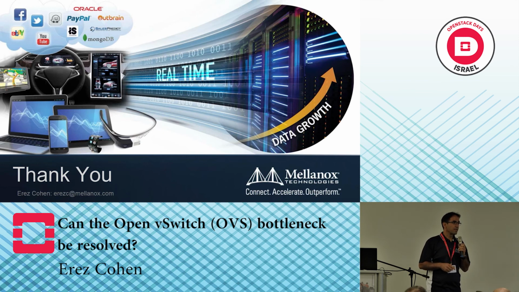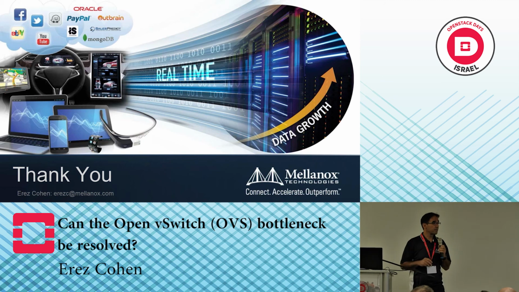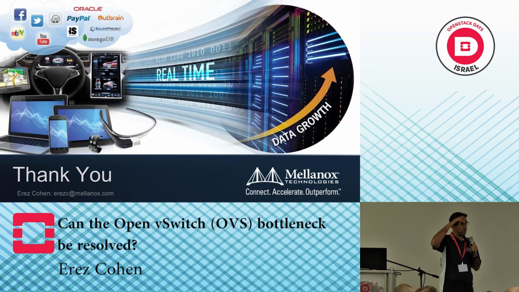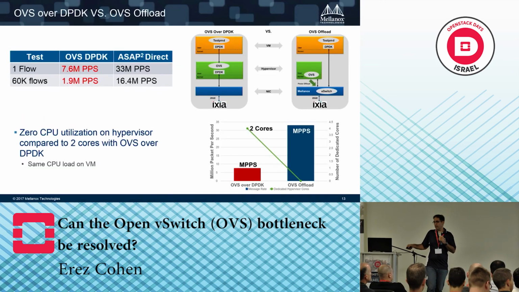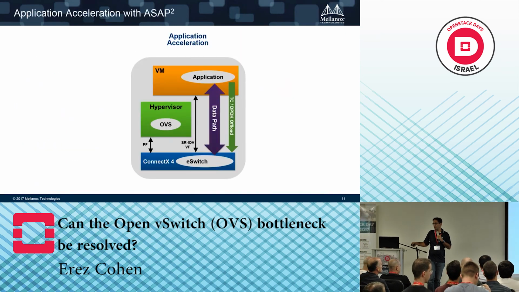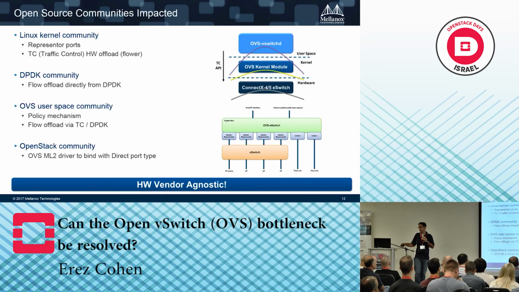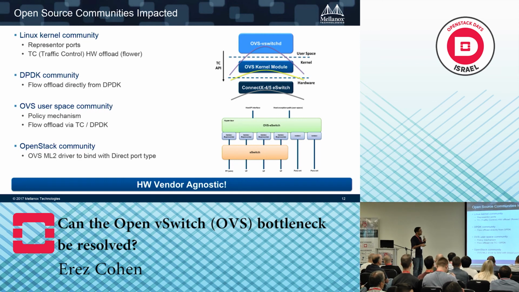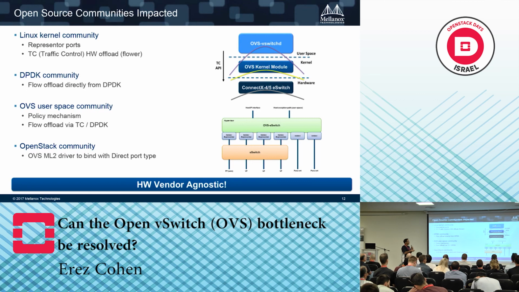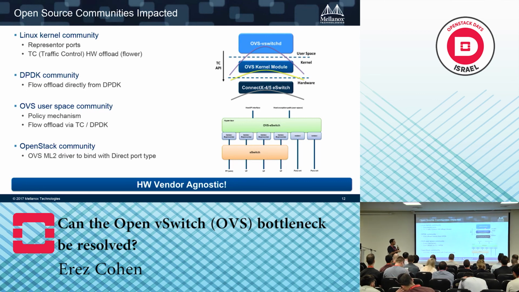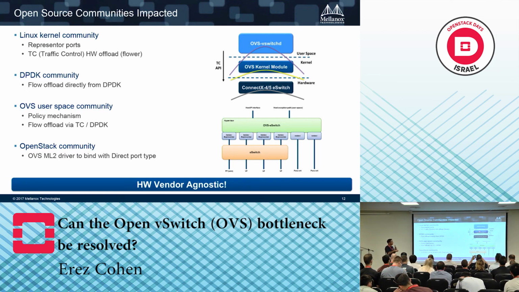In OpenStack, how do you manage those flows? Yeah, you're right. That's a good question. Maybe I'll explain it here. In this diagram, you can see the OVS implementation. It has a user space and a kernel module. This is the normal one, right?